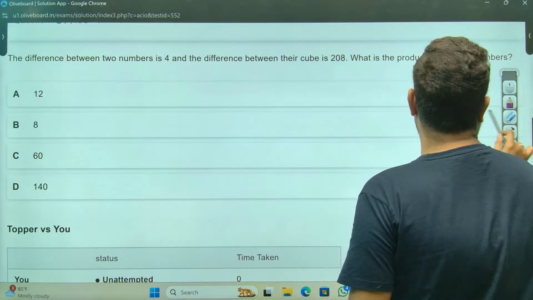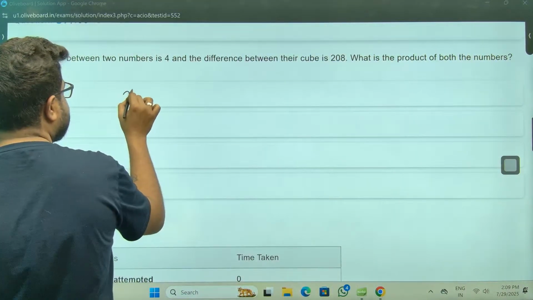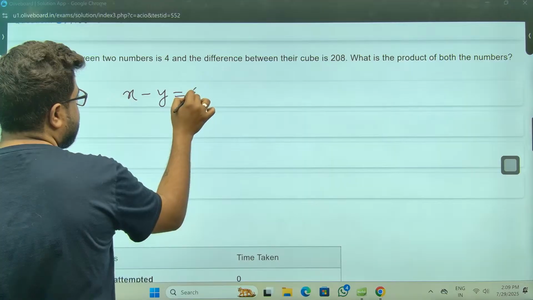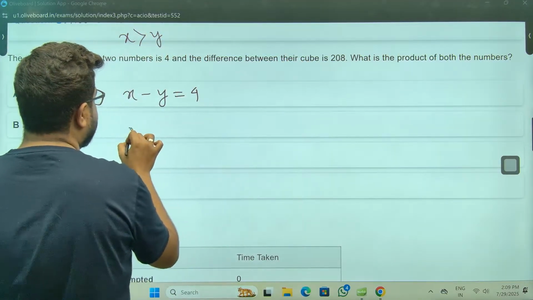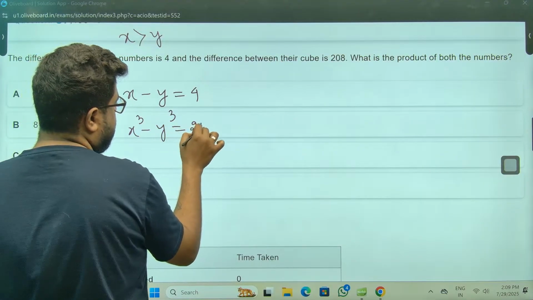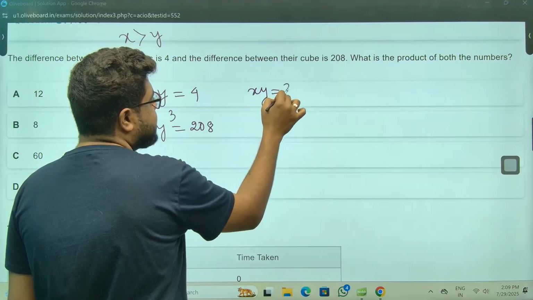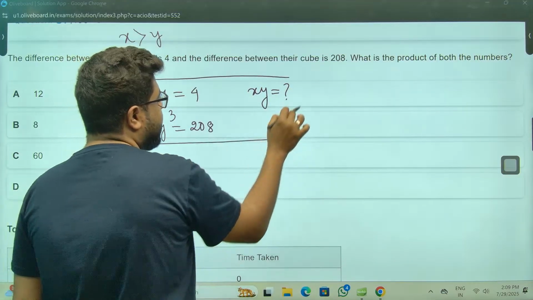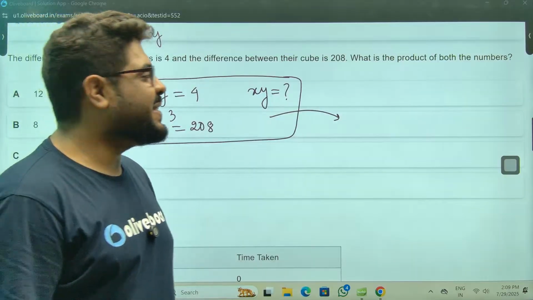Difference between two numbers is 4. Two numbers x and y. x minus y is 4. I'm assuming x is greater than y. The difference between their cubes is given. What is the product? Meaning, sir, xy they are asking. It's a pure algebra question. Pure algebra question, sir. Don't even look at the numbers.